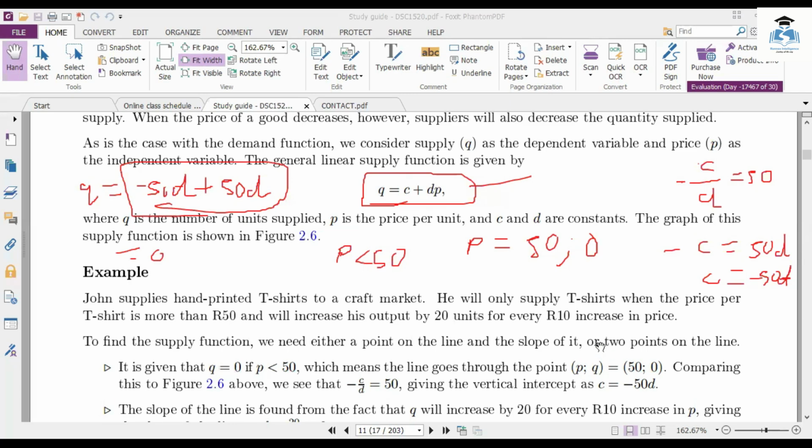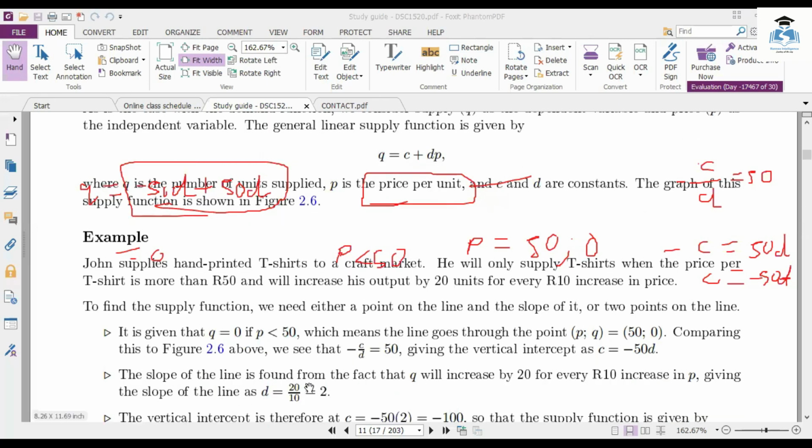So now, since we are told that the slope of the line is found from the fact that Q will increase by 20, I was just explaining this part. All right, so the slope of the line is found from the fact that Q will increase by 20 for every 10 increase in P. So remember, when we talk about gradient, we say change in Y over change in X. But in this instance, we are no longer using X. We are now saying change in quantity over change in what?